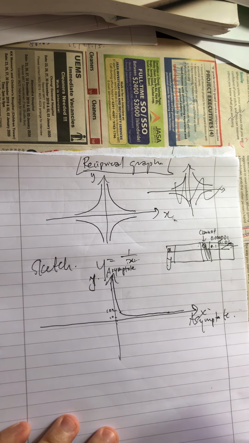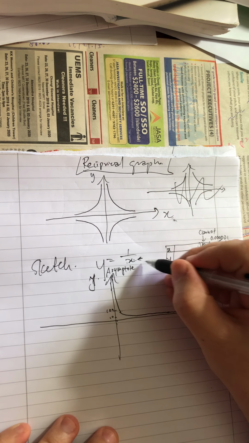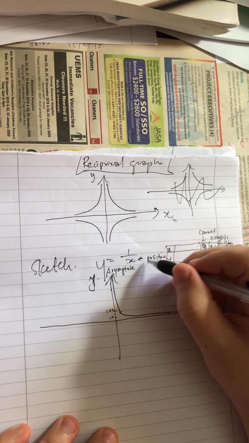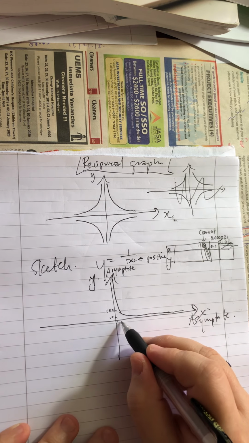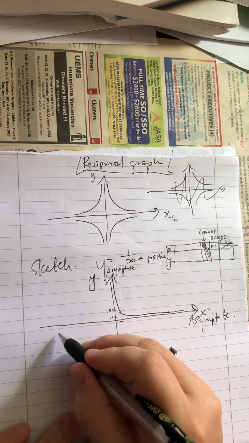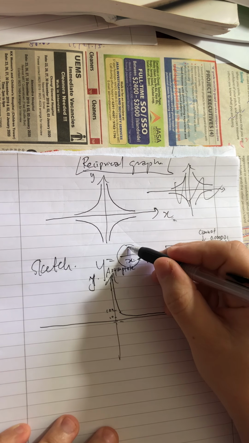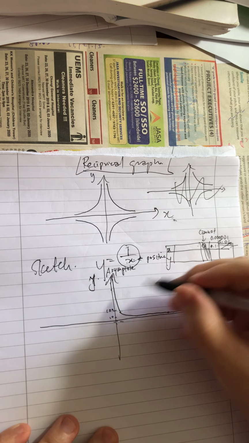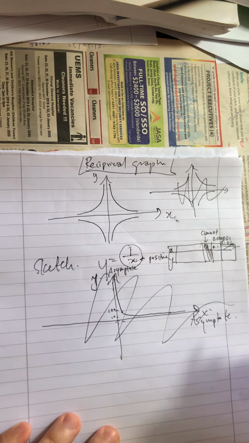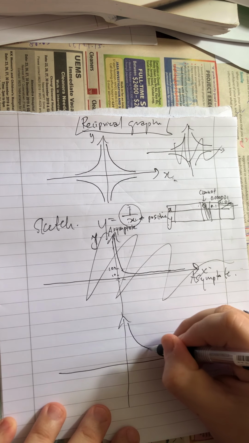Okay, so let me repeat. When you sub in a positive x value, x is positive here, right? X is positive here, x is negative here, right? When x is positive, your y will definitely be positive because this number is a positive number. So this will be your graph here. Okay, let me redraw. This one will be like that.